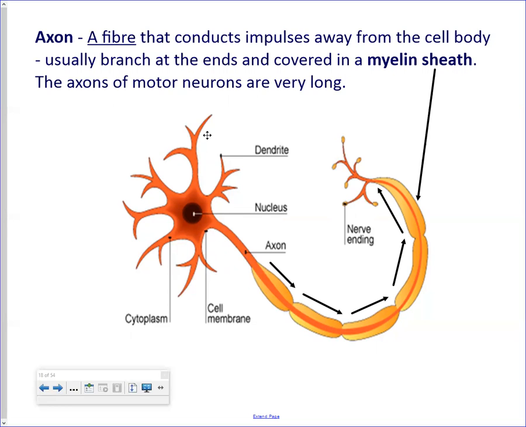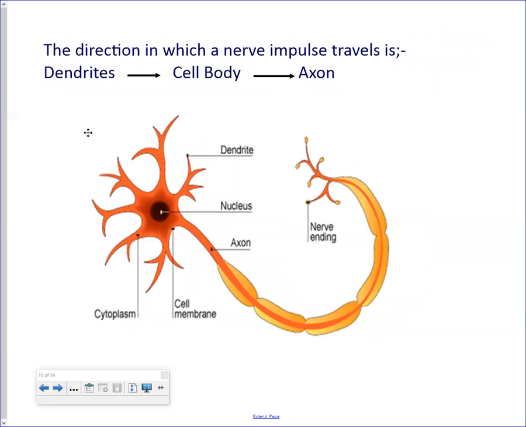So just to review, we've got our dendrites bringing the impulses into the cell body here, which contains the normal cell's organelles, and then you've got the axon carrying the impulse away from the cell body. Okay, so always in this order: dendrites, cell body, axon.